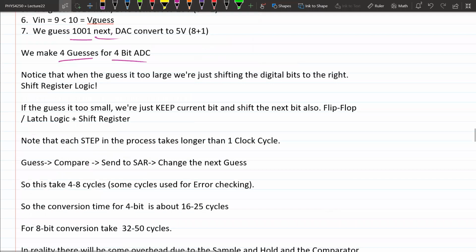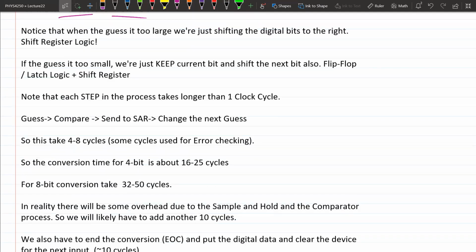So it usually takes about 4 to 8 clock cycles per bit for you to do the approximation. For example, if you were doing a 4-bit conversion, it takes about 16 to 25 cycles. To do 8-bit conversion, which is the actual chip we have in our lab, it takes about 32 to 50 cycles for you to do the approximation.